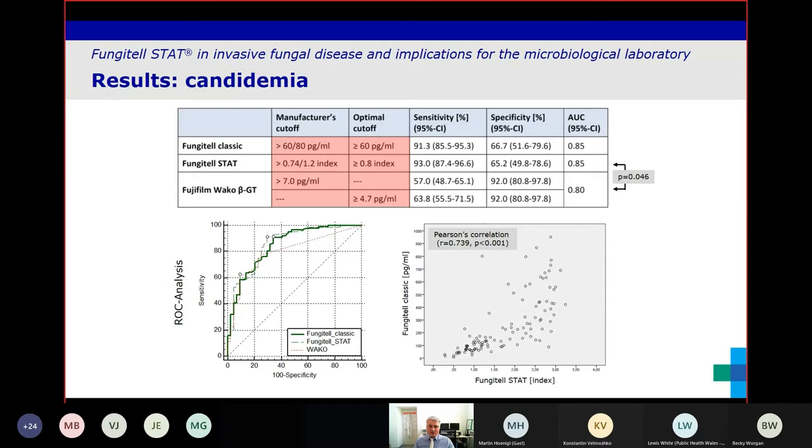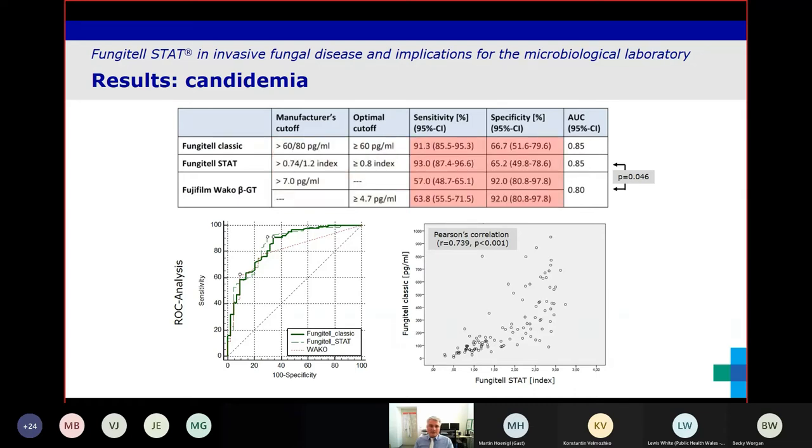The results for the candidemia patients are shown on this slide. We first did an ROC analysis to see what the optimal cutoff levels were for the three assays. We compared the Fungitell Classic assay, the Fungitell STAT assay, and the Fujifilm Waco beta-glucan test. It was very nice that the optimal cutoffs we determined for the Fungitell assays were almost identical to the ones the manufacturer recommends. In contrast, and this is known for the Fujifilm Waco test, the optimal cutoff was much lower than the one recommended by the manufacturer. And this one, at 7 picogram, was already lowered from 11 picogram this year.